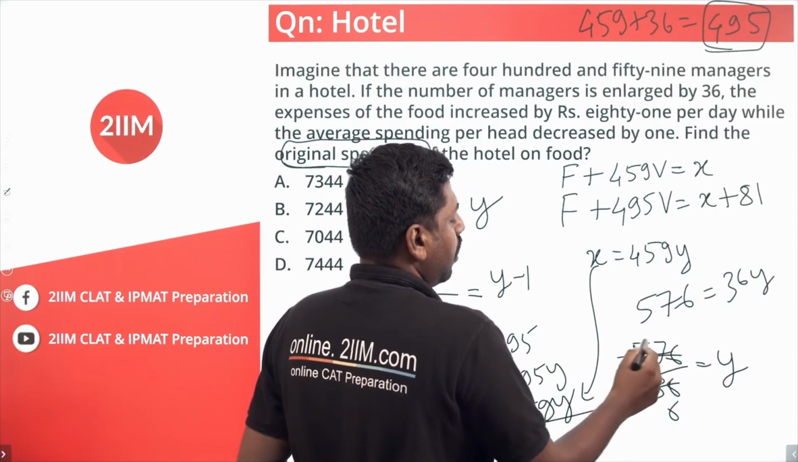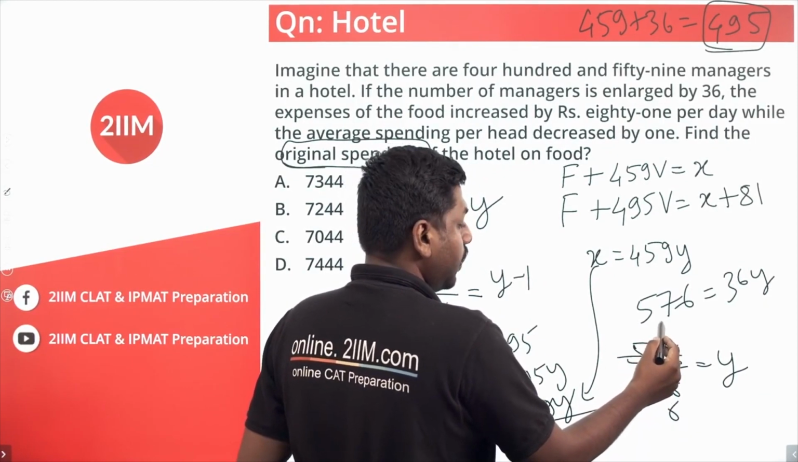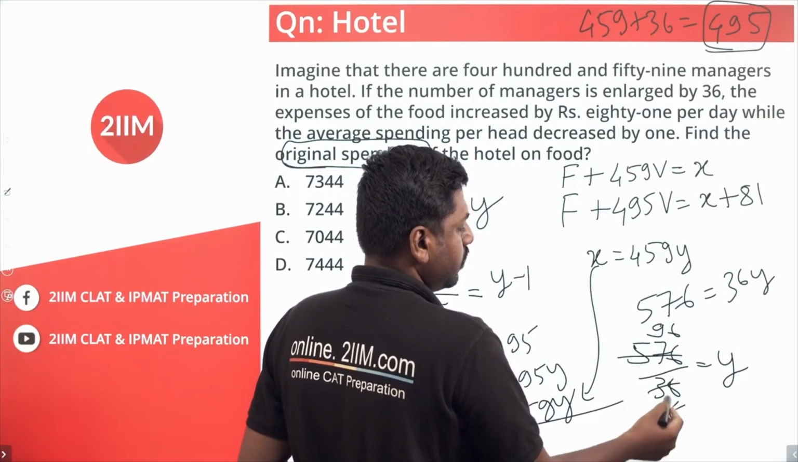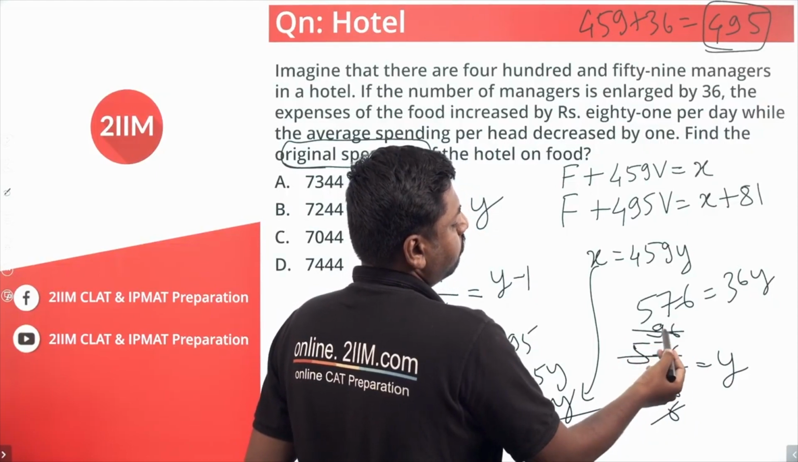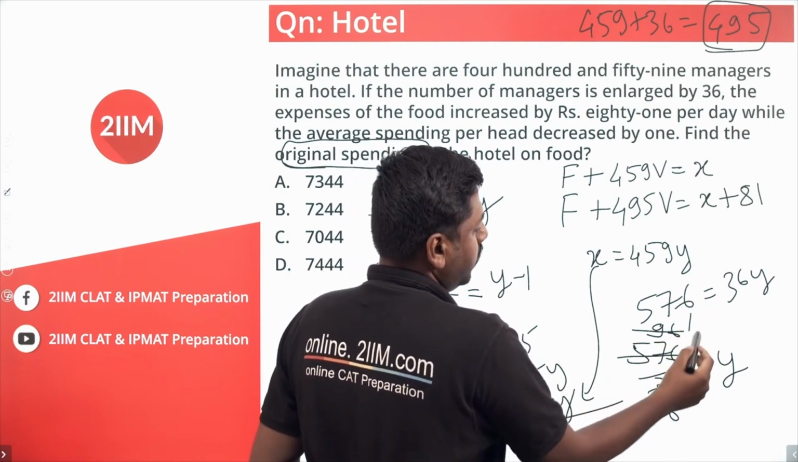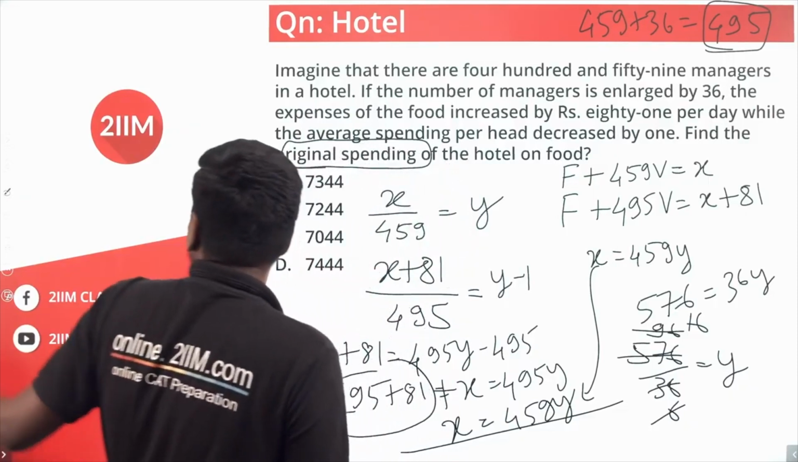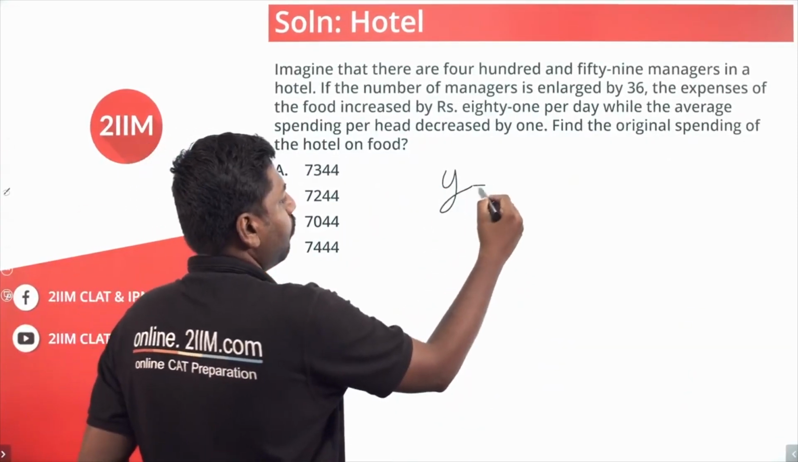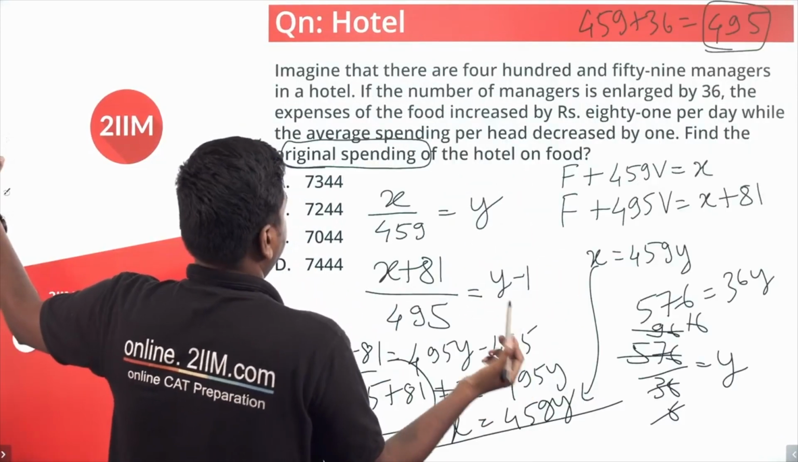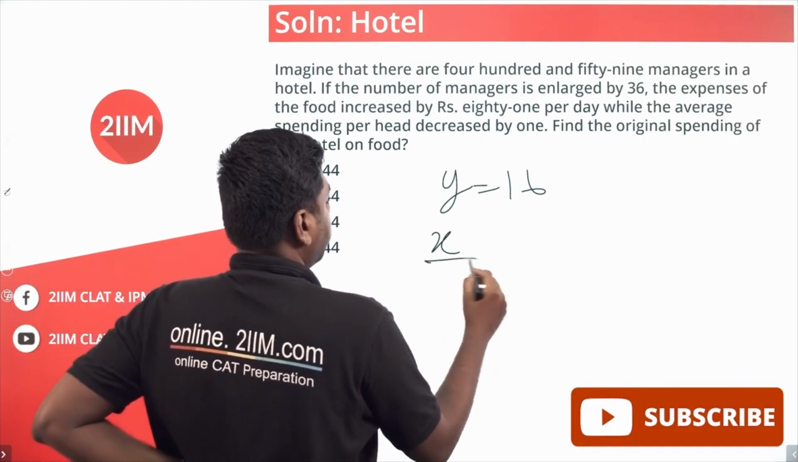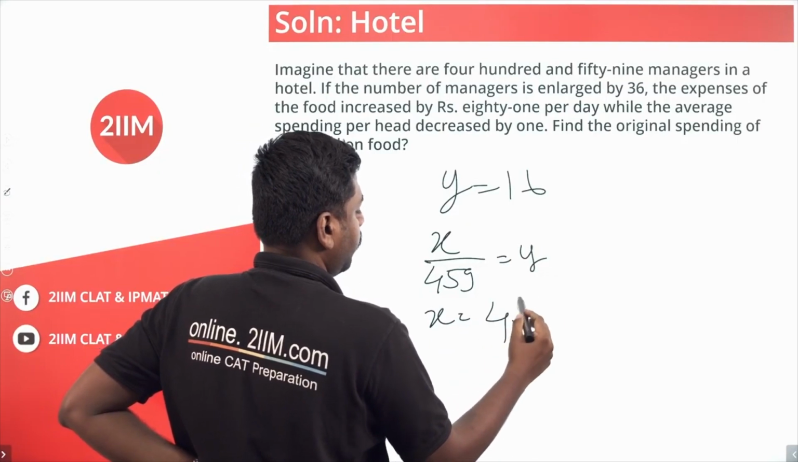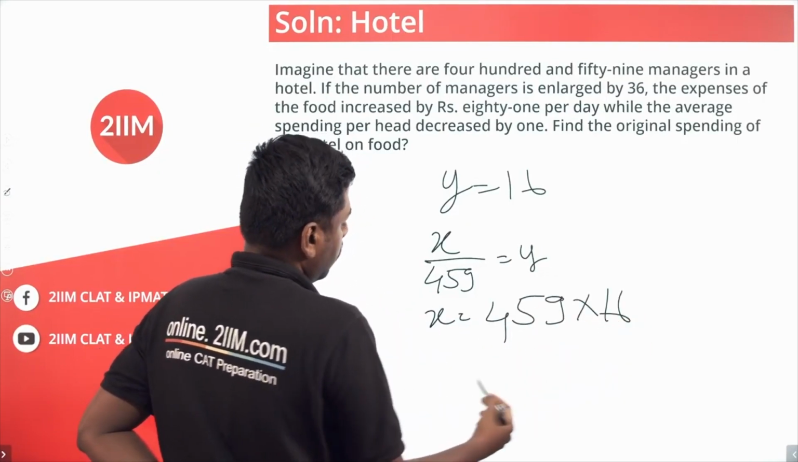Six times 96 is going to be 10 times and then 6 times, so I guess it is 16. So y is 16. Now that you know the value of y is 16, and we know x by 459 is y, so x is equal to 459 into 16.